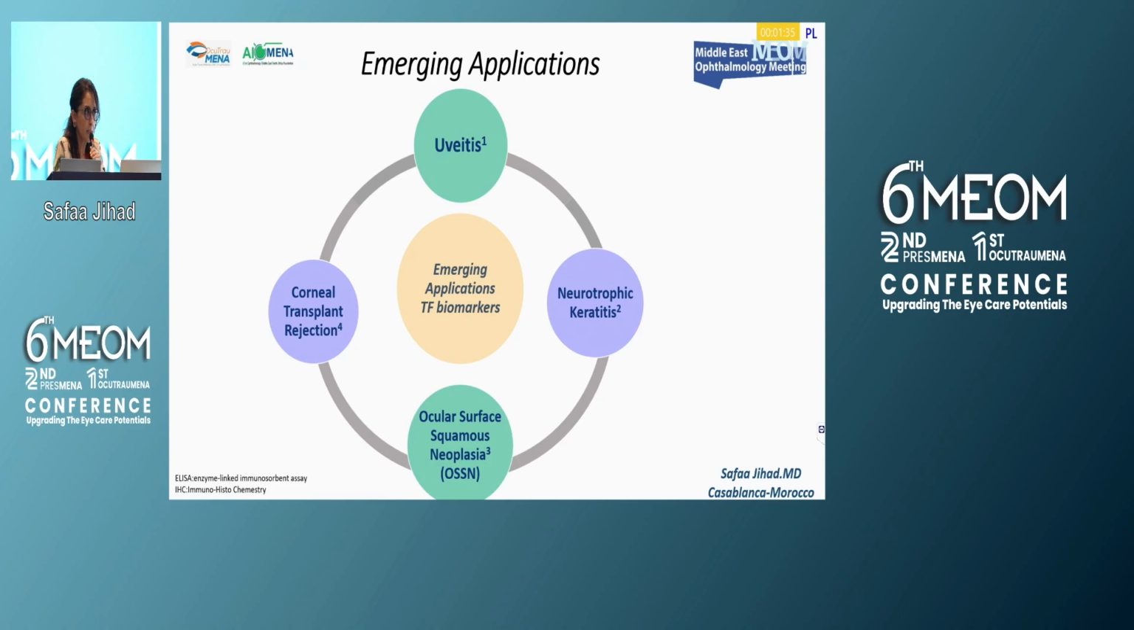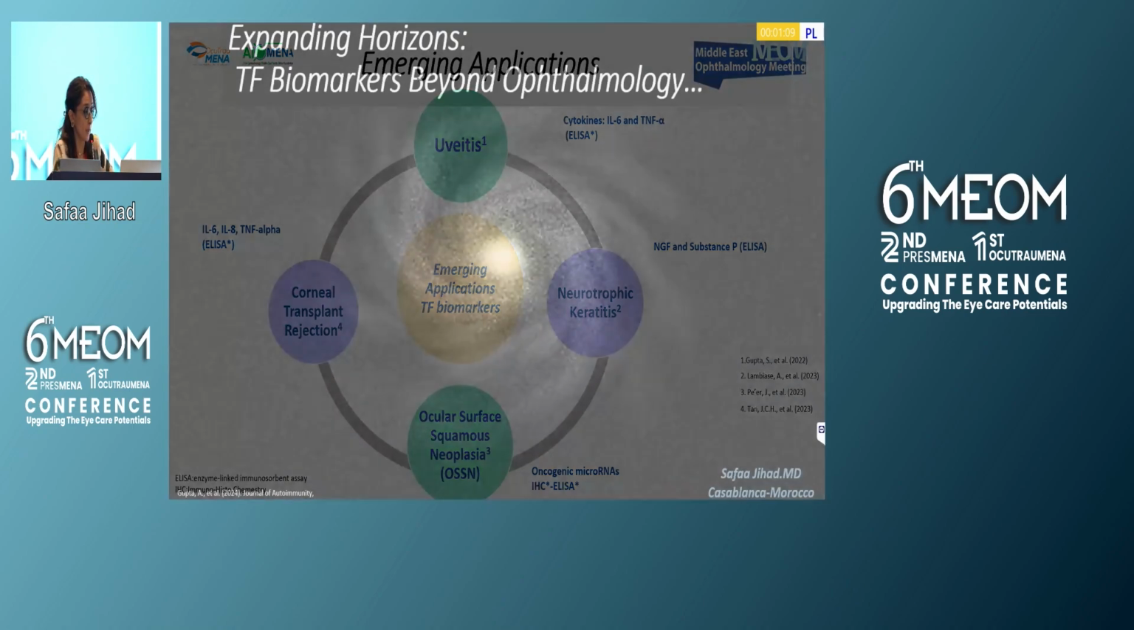The list of emerging applications in ophthalmology is so long. I chose those main indications that seem important in my sense. Uveitis: we can today monitor uveitis through the level of cytokines in the tear film. Neurotrophic keratitis can be confirmed by NGF in the tear film. We can also have an early diagnosis of ocular surface squamous neoplasia through the level of some genomic biomarkers. We can also detect corneal transplant rejection earlier through the level of cytokines.